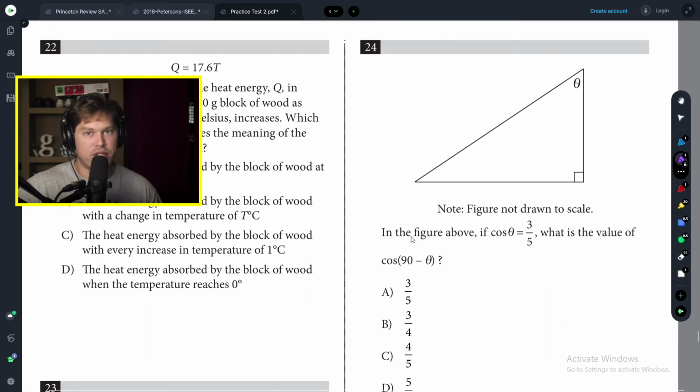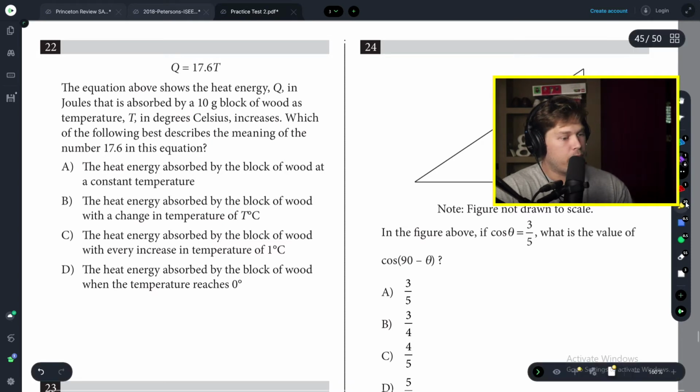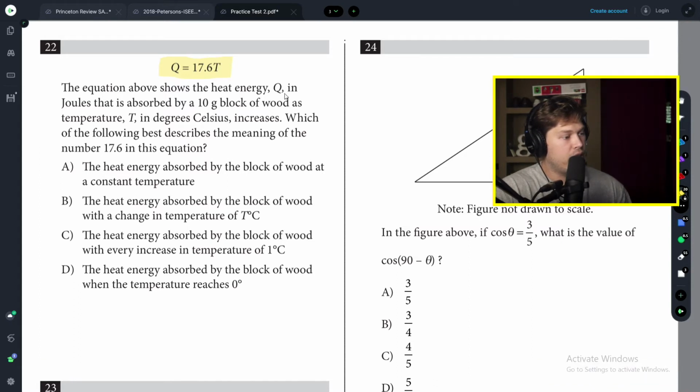Number 22. Okay. What do we have for this one? We have some equation above, Q equals 17.6T. And the equation above shows the heat energy Q in joules that is absorbed by a 10-gram block of wood as temperature T in degrees Celsius increases. Which of the following best describes the meaning of the number 17.6 in this equation?